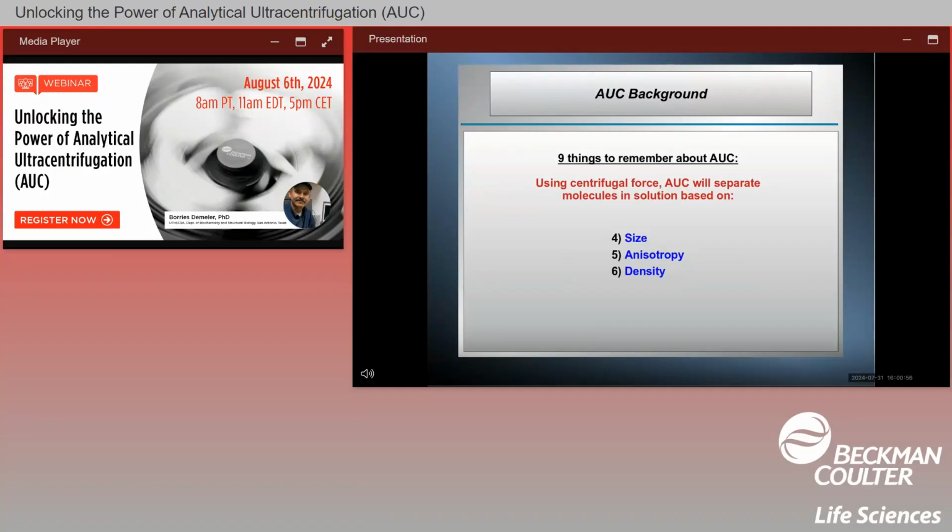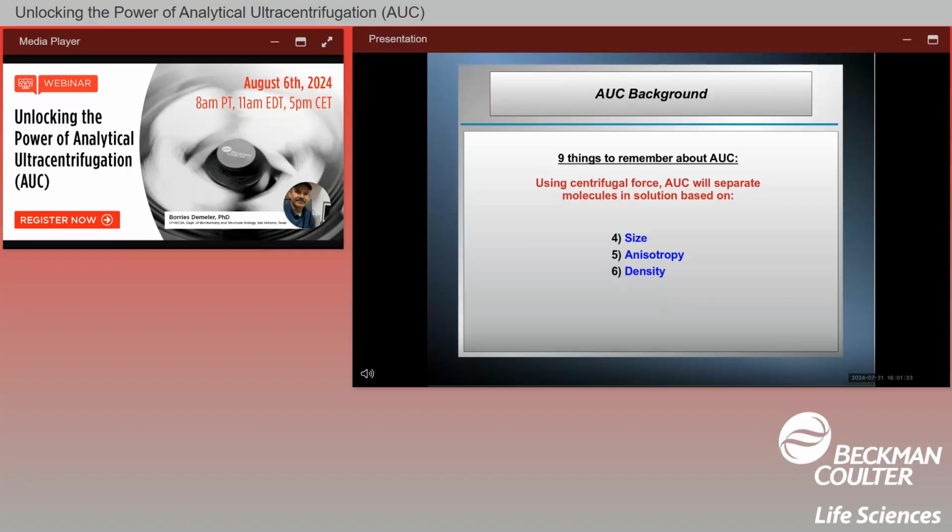The information that we are getting can be obtained because, using centrifugal force, AUC will separate the molecules in the solution based on their size, their anisotropy, and their density. If you're not familiar with anisotropy, you can think about globularity. Globularity means the more globular a molecule is, the faster it will sediment and the faster it will diffuse. The more extended it is, the higher its anisotropy, and the slower it will diffuse and sediment, given the molar mass and density stay the same.